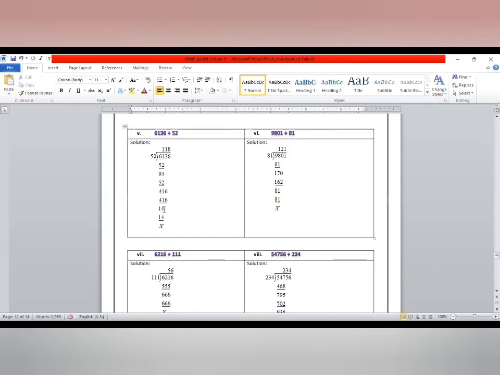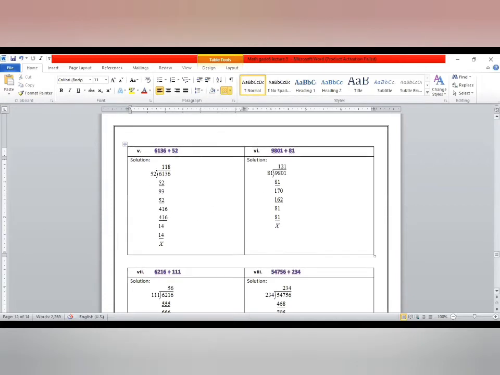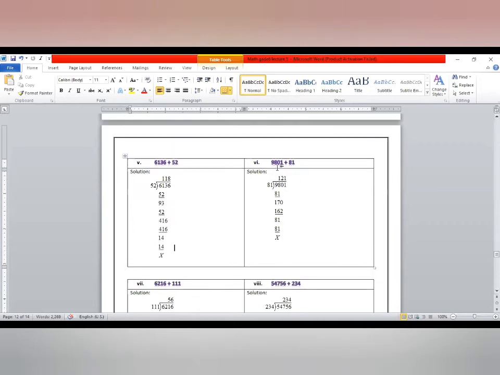Here the answer 416, remainder will be 0. This is not necessary. Here we will move on. Here student, in the sum number 6, here we are given 9,801 divided by 81. And same way, 81 we can read.